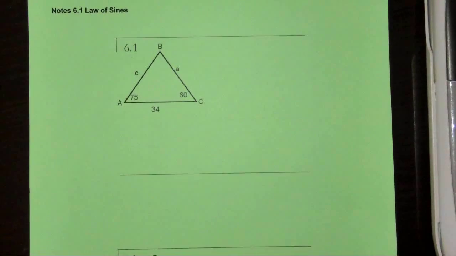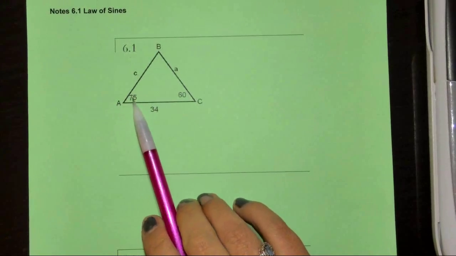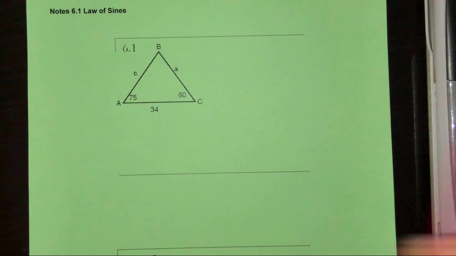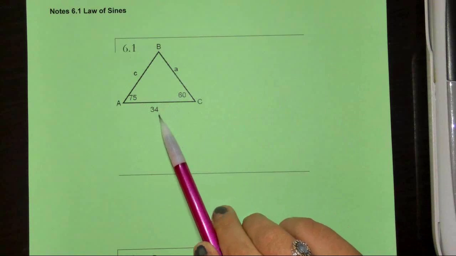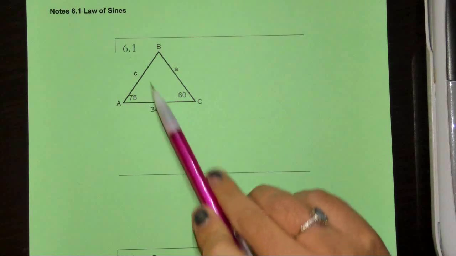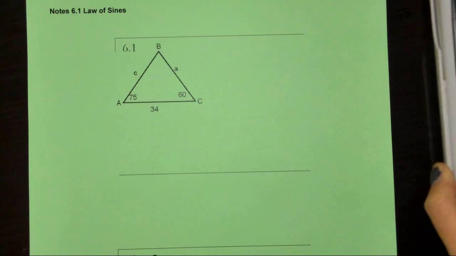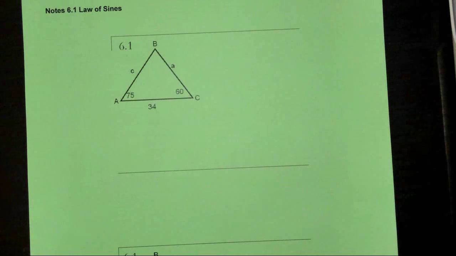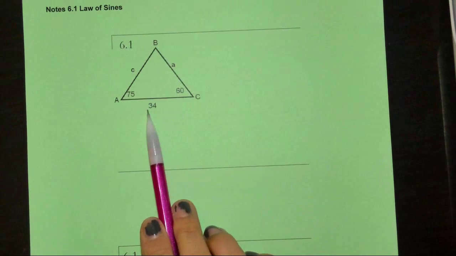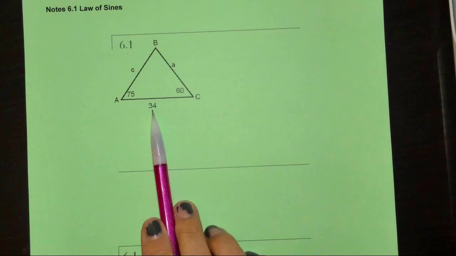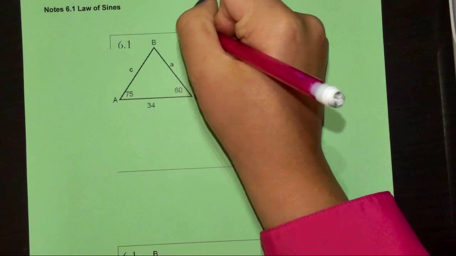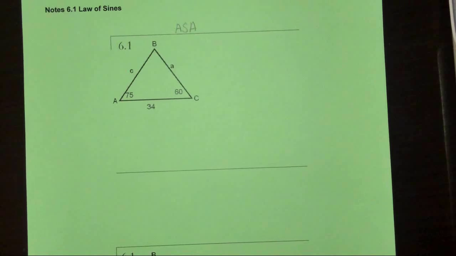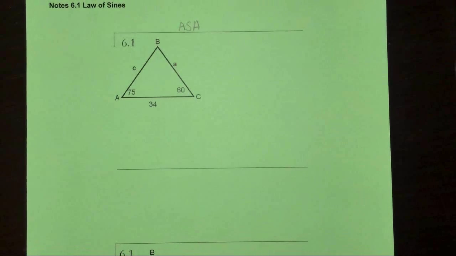Okay, here is our first example. So we have a triangle ABC. We're given angle A is 75, angle C is 60, and we're also given side B, across from angle B, side B is 34. So what I like to do is I like to see, what do we have? We have two angles and a side that's included in between those two angles. So we have the angle, side, angle case. So right off the bat, that should be your hint that you're using the law of sines.